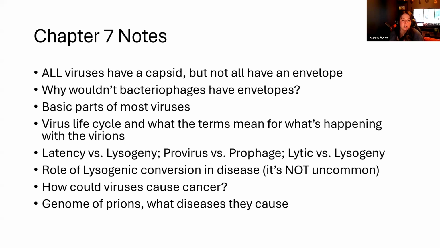Latency versus lysogeny, that's going to be human versus bacterial, literally how that's organized. Latency is like when you get the chicken pox, and then way later, decades later, you get shingles. Okay, it hid out in your DNA. And you're a human being, you're a eukaryote. In bacteria, when that happens, it hides out in the DNA like lysogenic conversion, and when it comes out again, it will be switching into the lytic cycle.